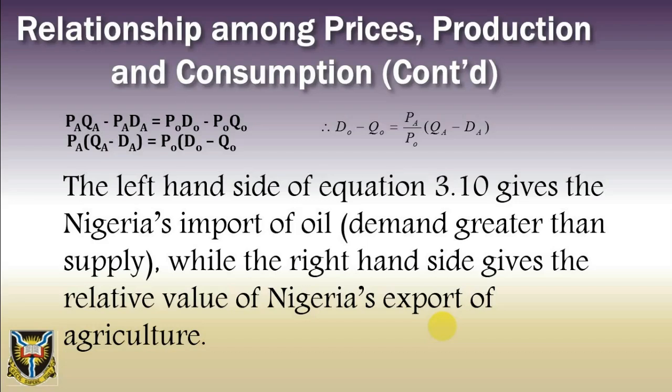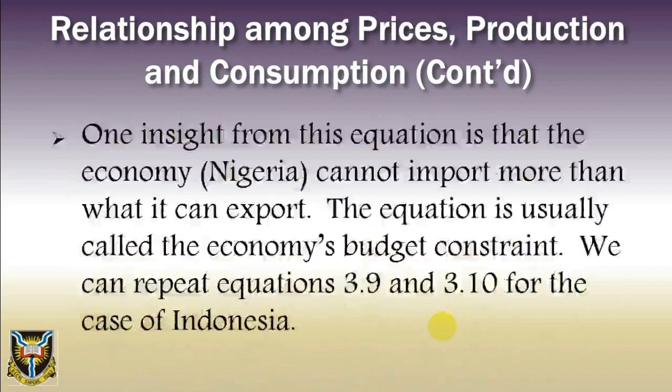The left side of equation 3.3 gives the Nigerian imports of oil, while the right side gives the relative value of Nigeria's export of agriculture. Thus, equation 3.10 tells us that import of oil by Nigeria equals the product of agricultural export and the relative price. One insight from this equation is that the economy cannot import more than what it can export. The equation is usually called the economy's budget constraint.